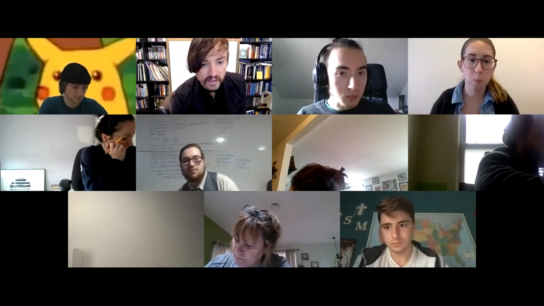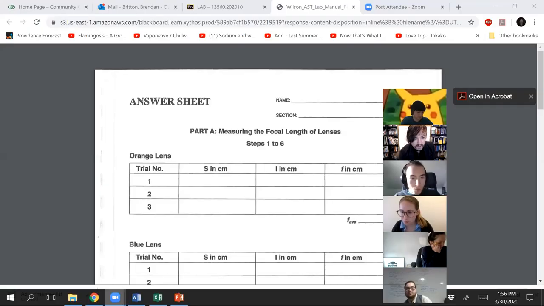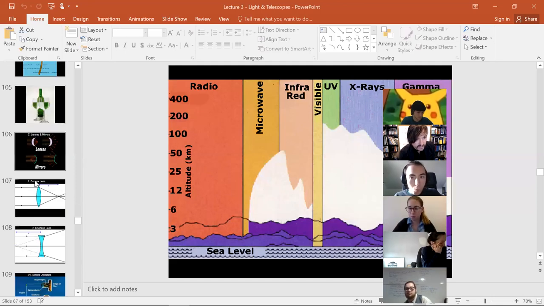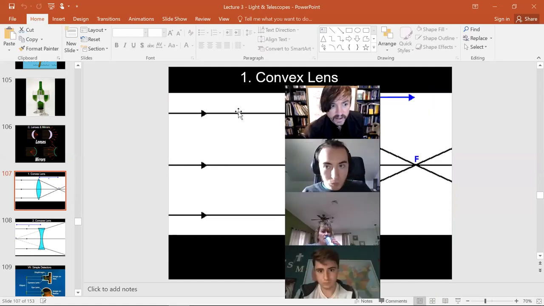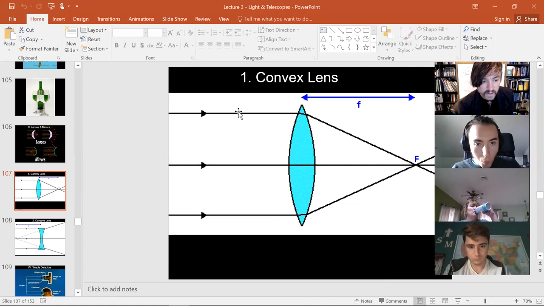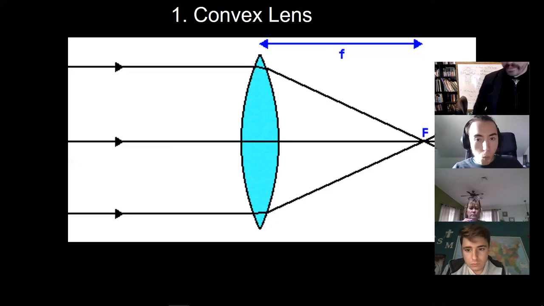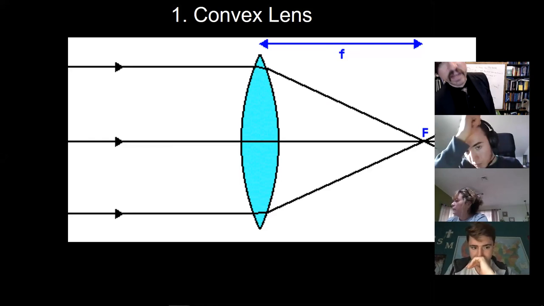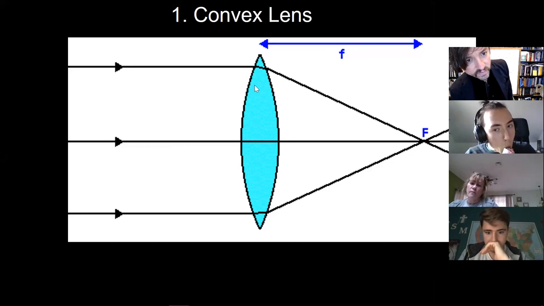Let's take a look at my share screen here. And let's go to my slideshow. And let's take a look at how a convex lens works here in slide 107. Okay, so light from a distant object, like either the sun or the moon, is going to come from a distance, and the rays of light are going to strike our magnifying glass.